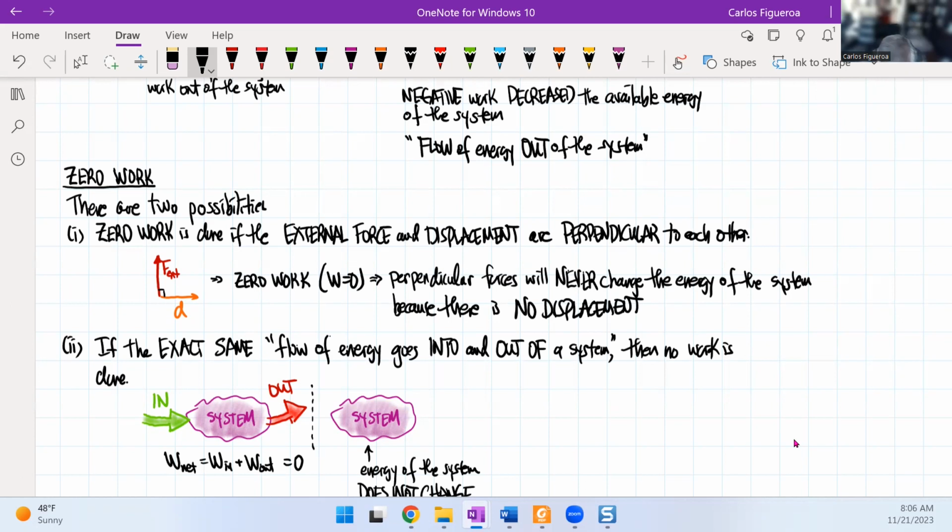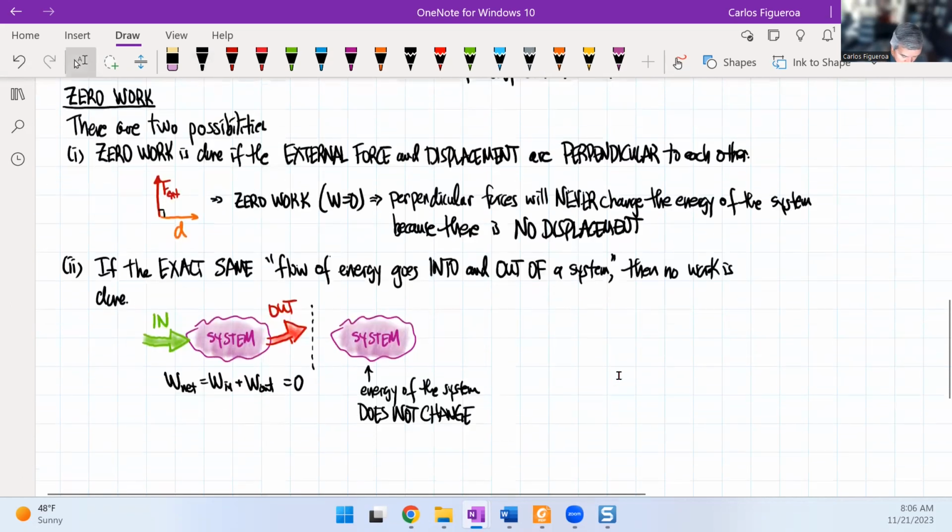But it's the second situation that's most important to energy. If the exact same flow of energy goes into and out of the system, then no work is done.